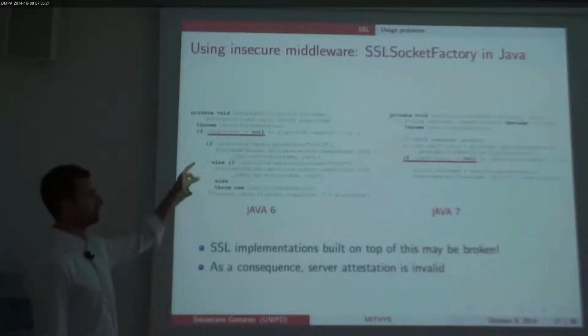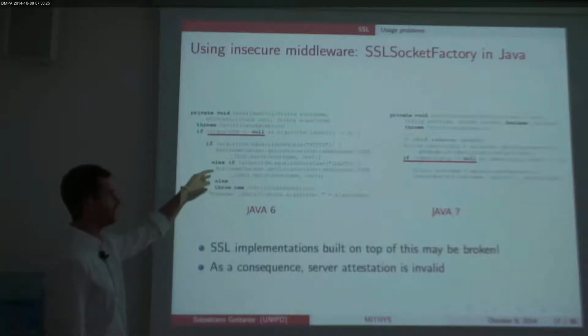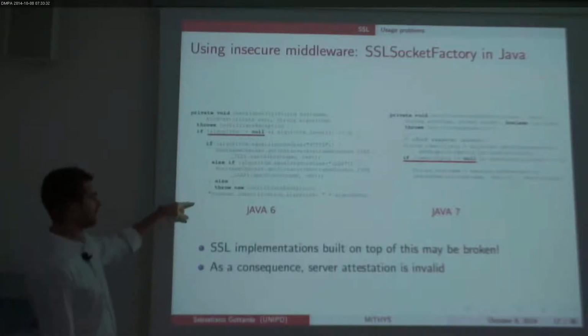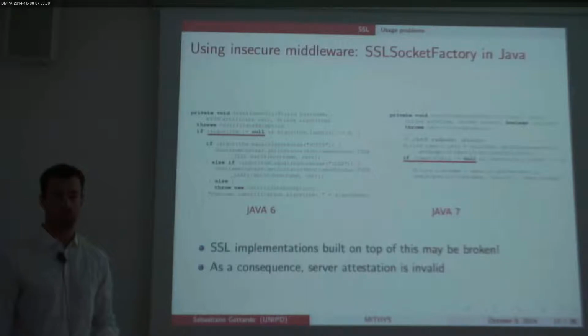And we have a similar situation in Java where these two variables in Java 6 and in Java 7 may be null by design, so it's something that is supposed to happen. But since there is no else branch in this if statement, the hostname checker part isn't done here as well. So no hostname verification again is done in this code.